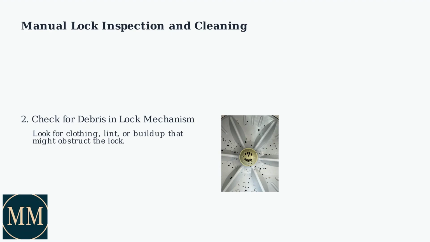Start by ensuring safety first. Always unplug the washer before any inspection to prevent electrical hazards. This is essential for your safety. Next, carefully check the lock mechanism itself for any debris or obstructions that could prevent proper operation. Manually test the lock with the washer unplugged to ensure it moves smoothly and engages properly. Finally, clean the area around the lock with a damp cloth to remove any buildup or residue.